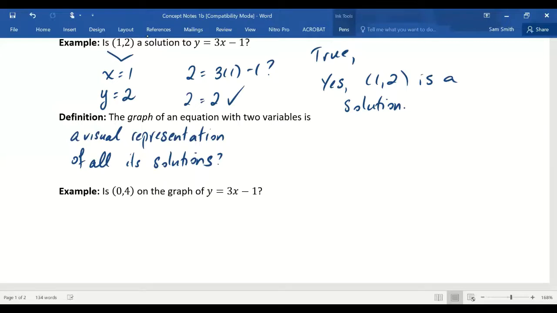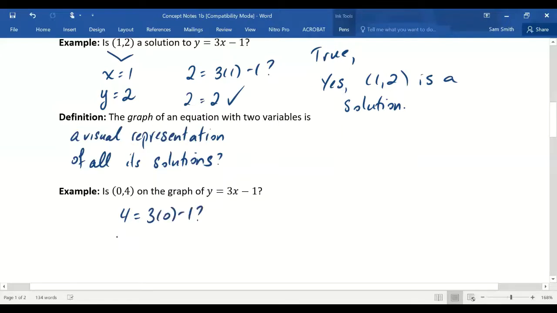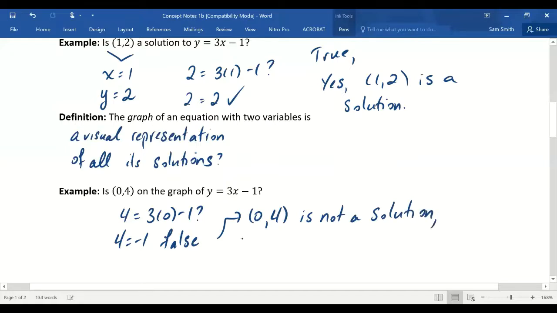Now, what if I changed that point? What if I said, what about 0, 4? Is that on the graph of y equals 3x minus 1? To answer that question, I'll need to check whether this point is a solution to this equation or not. But if I plug it in, I get a false statement. And that means that 0, 4 is not a solution. And that means that 0, 4 is not on the graph.